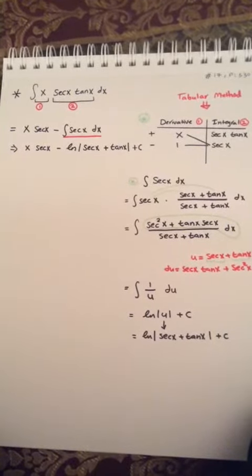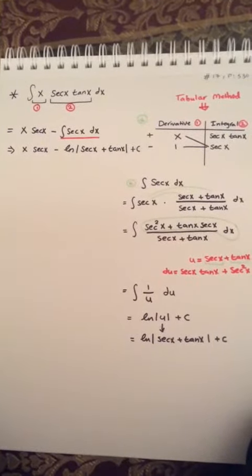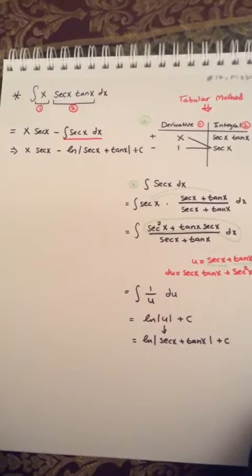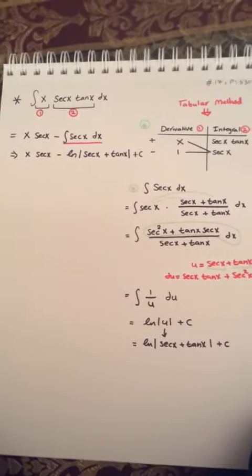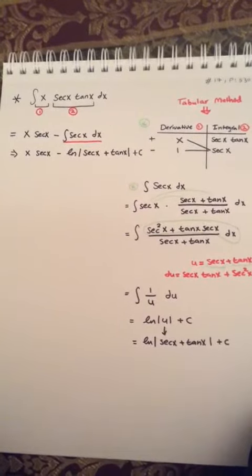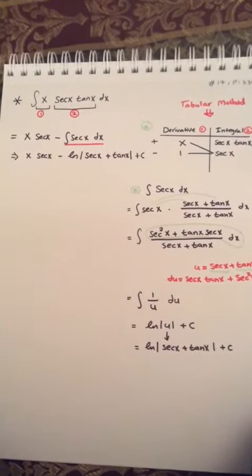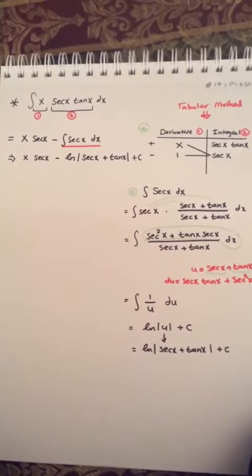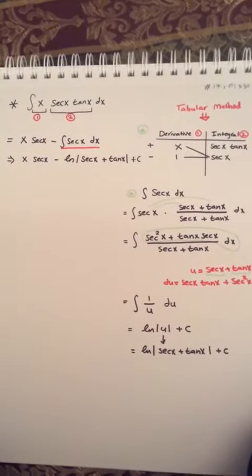Everyone. Today I'll show you how to integrate by parts using the tabular method. So the problem that we have is the integral of x secant x tangent x dx. The first thing that we have to know is that we usually apply this method when we have two separate distinct functions. And in our problem we have x as one function and secant x tangent x as the other function.